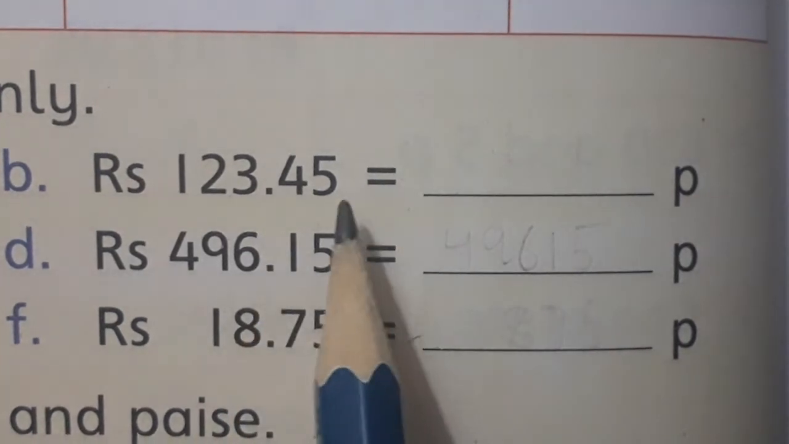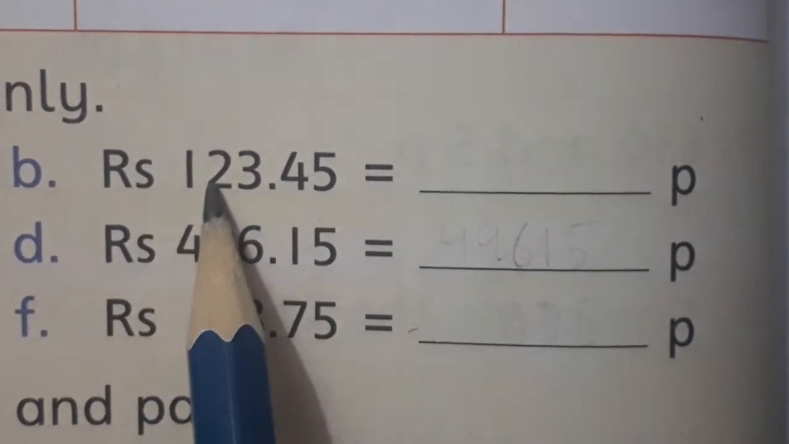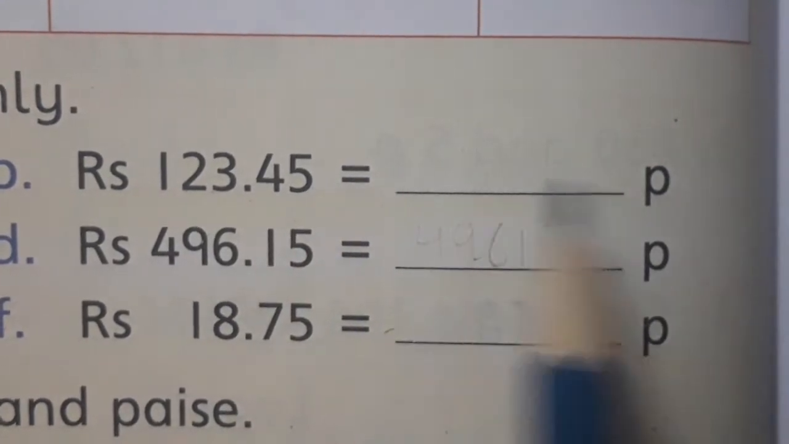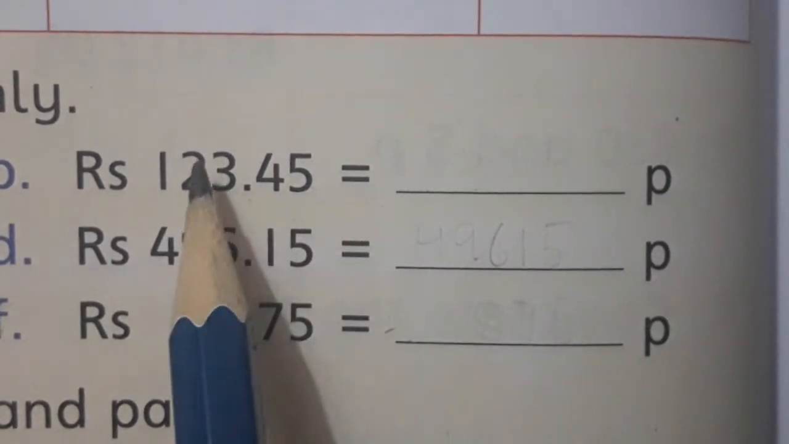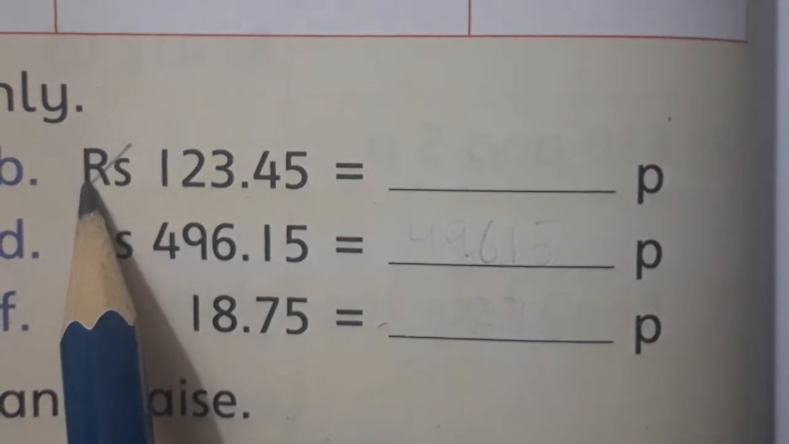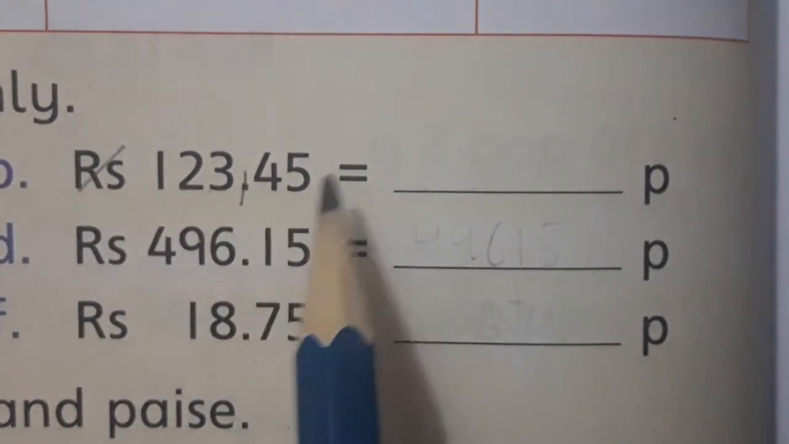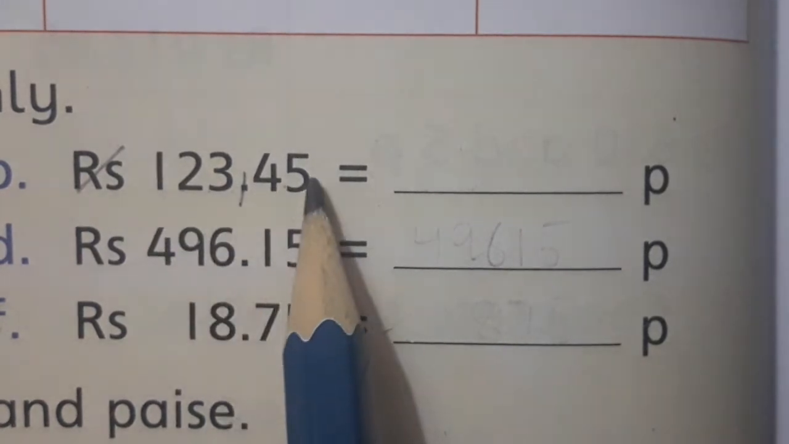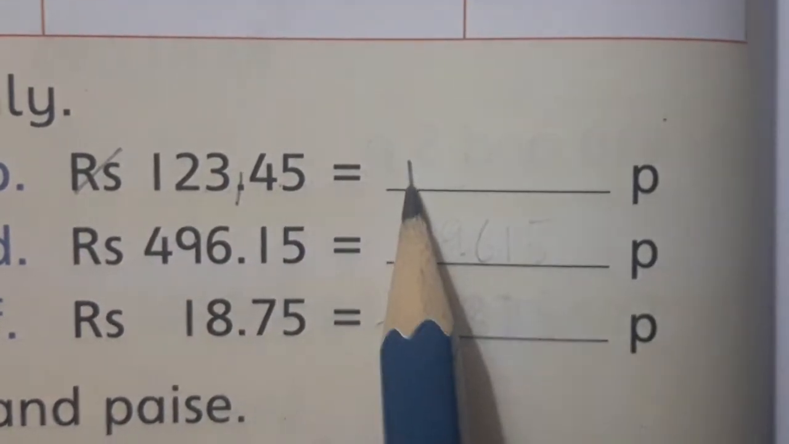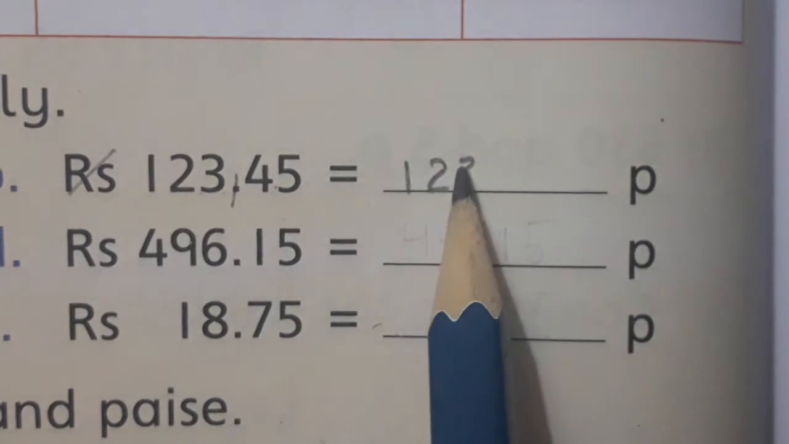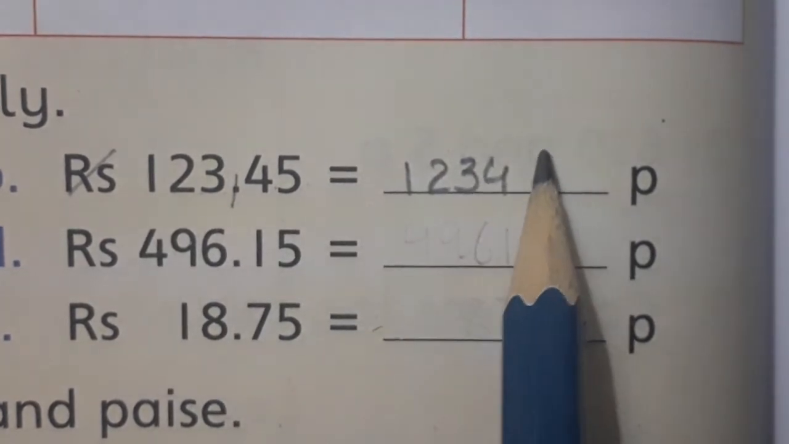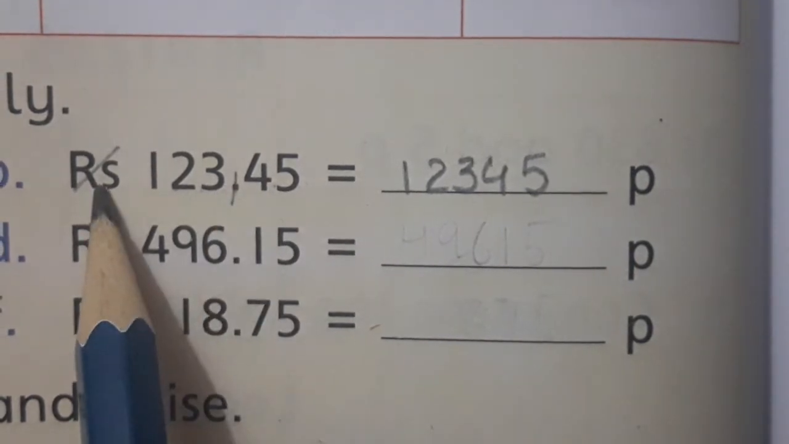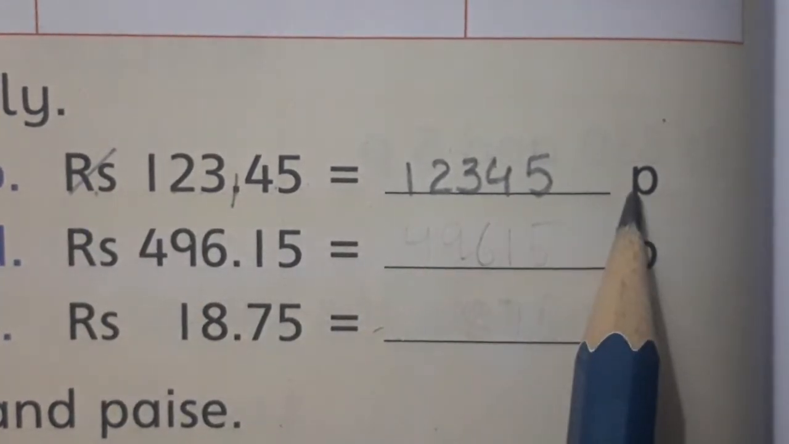In this way we will complete this side. Rupees 123.45, and we will convert it into paise. So what we will do, students? We will cut the rupees and also remove the point. We will just write 1 2 3 4 5 paise. We will just write the number without point and without rupees to make it paise.